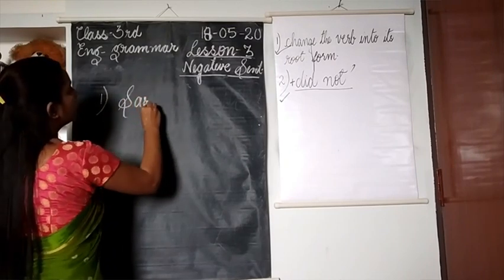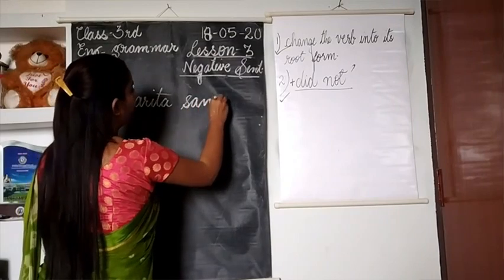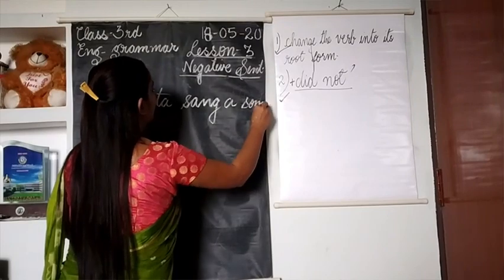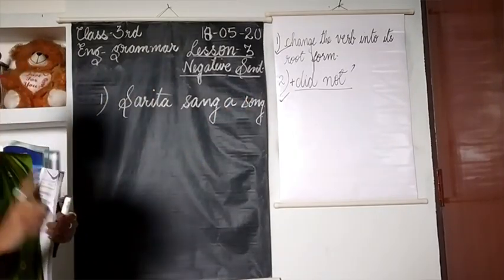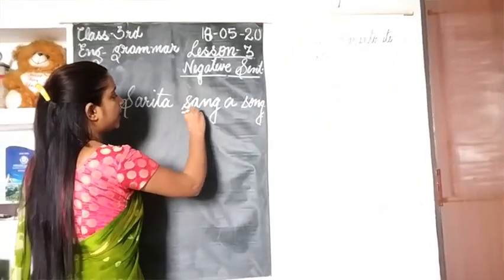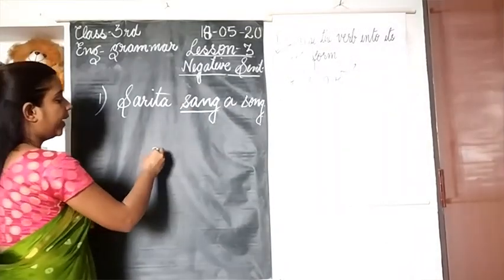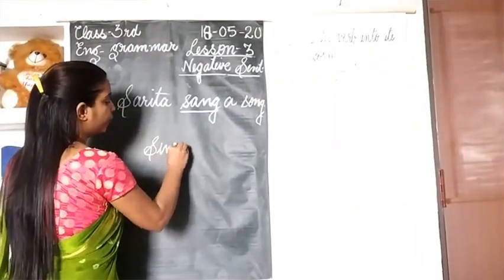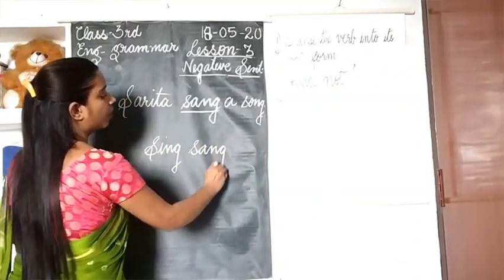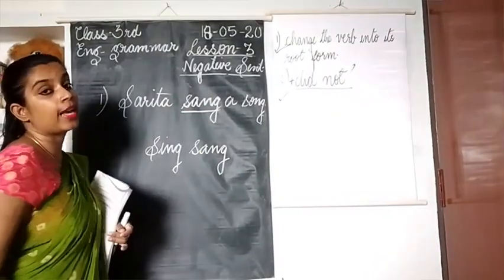Sarita sang a song. Now see children, here in this sentence, first what you need to do is find out the verb. Sang is the verb in this sentence, okay? And sang is the second form of the verb sing. Sing, sang. Got it? So the second form of the verb is used here, sang.